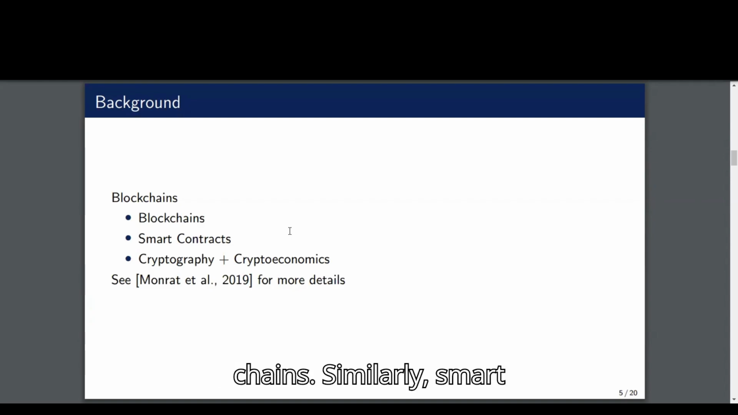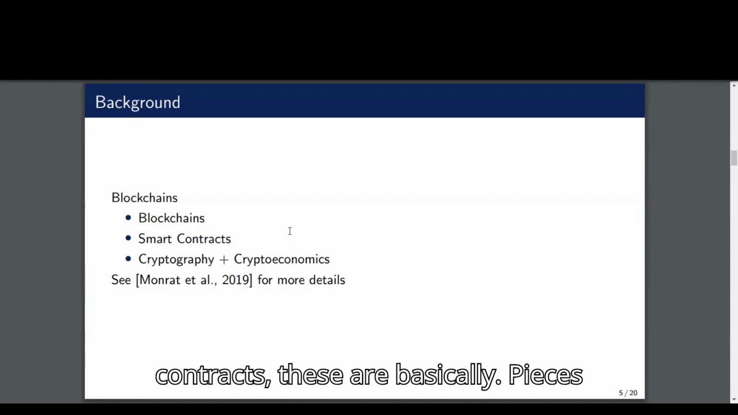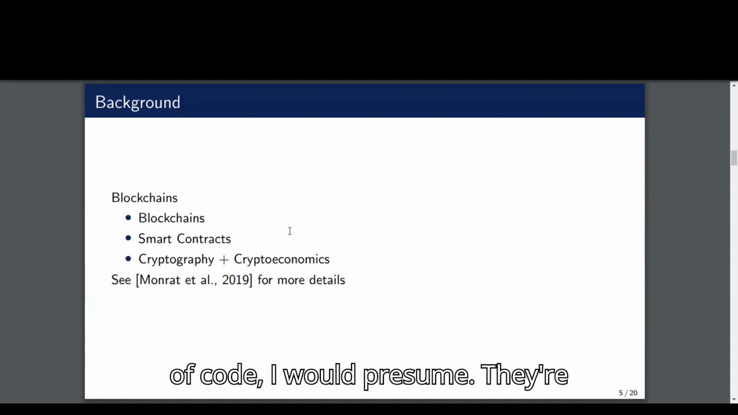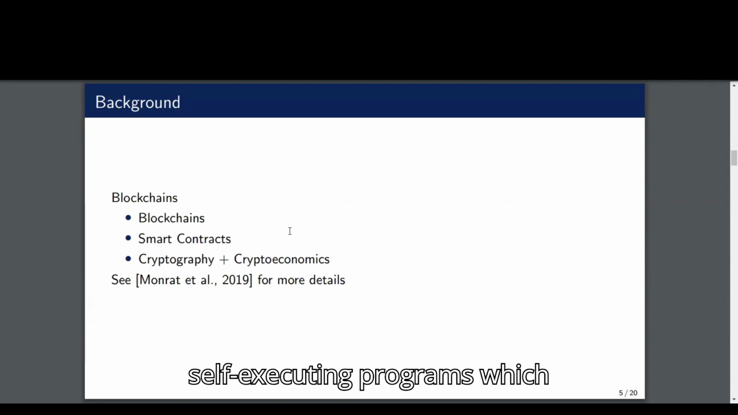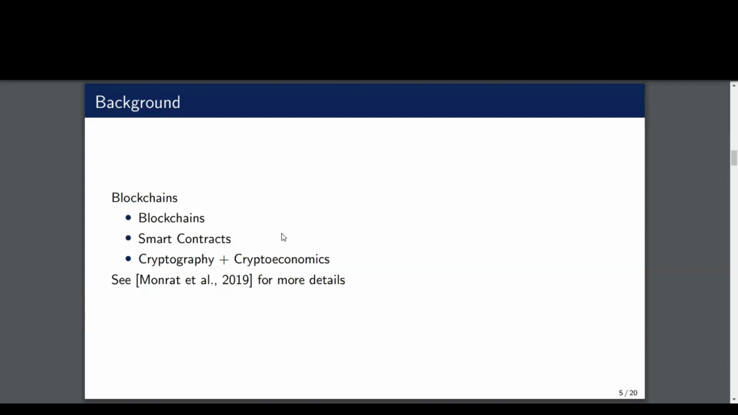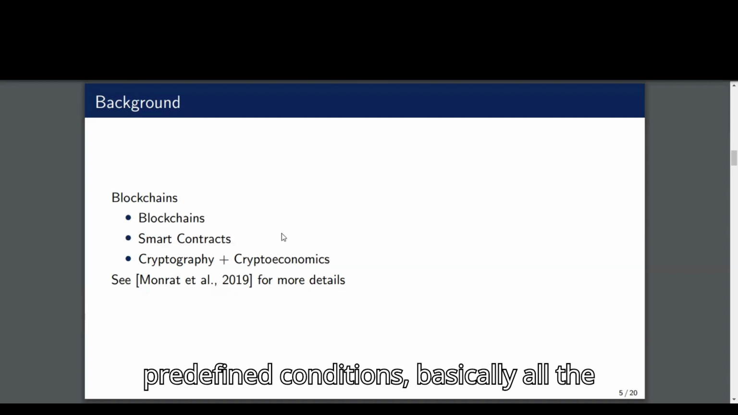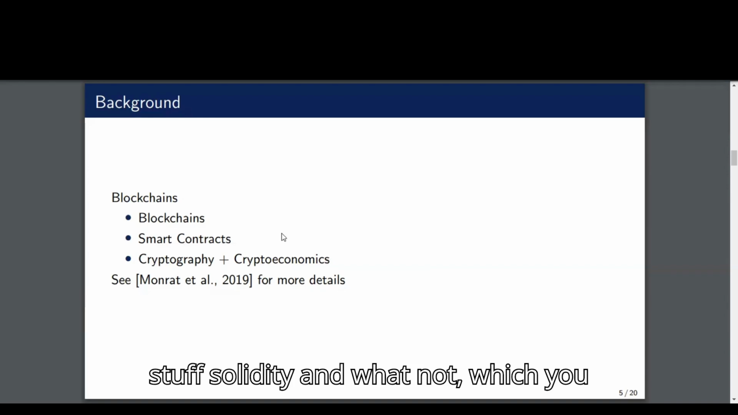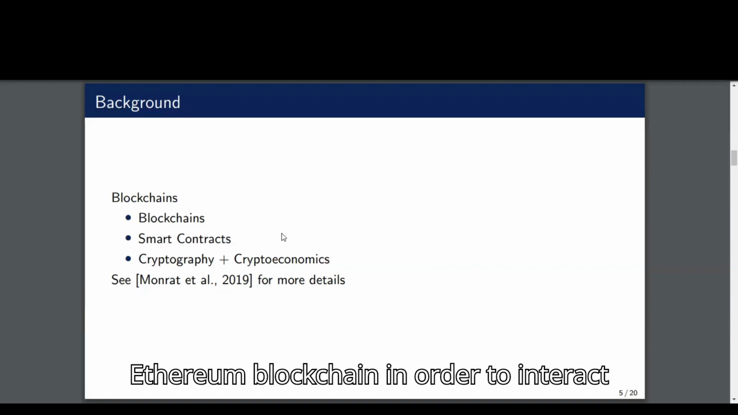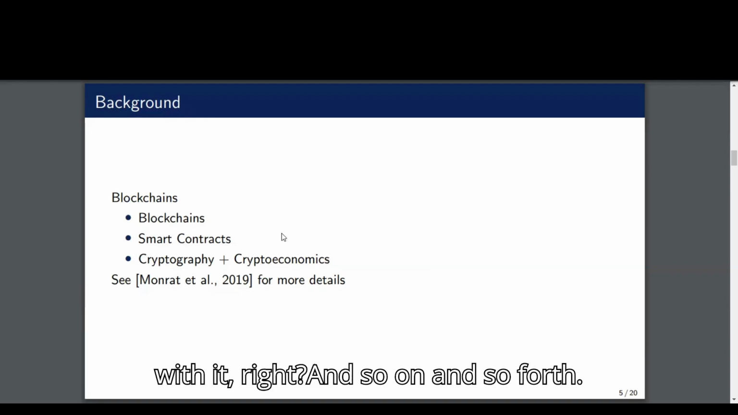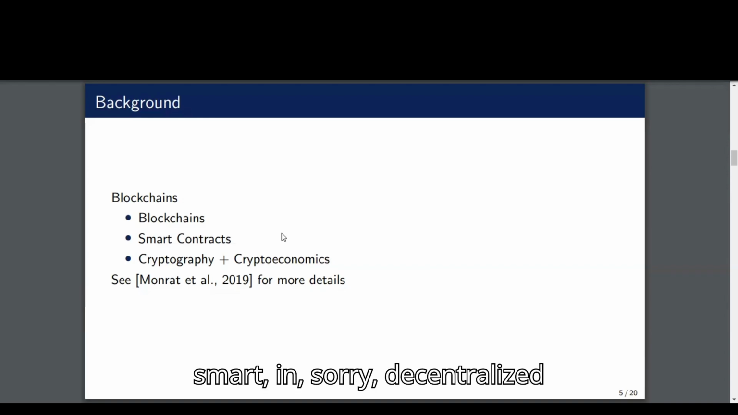Blockchains. Similarly, smart contracts are basically pieces of code, I would presume. They're self-executing programs which enforce and execute the terms of an agreement where there are some predefined conditions. Basically, all the stuff, Solidity and whatnot, which you use to create contracts on top of the Ethereum blockchain in order to interact with it, right? And so on and so forth. There are a lot of implementations of it in decentralized finance, and so on.